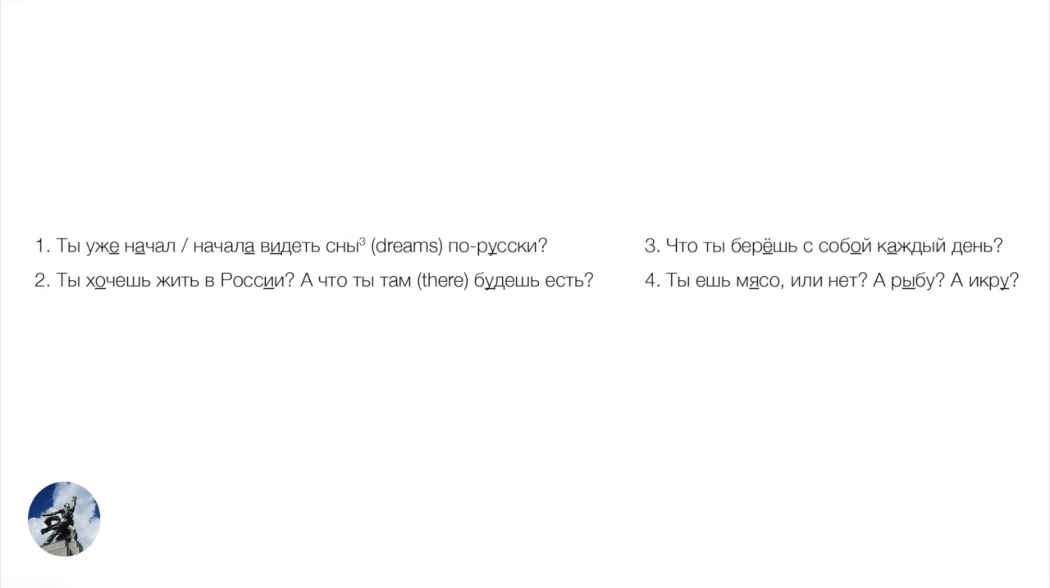Number four, ты ешь мясо или нет? Do you eat meat or not? Okay, I guess the answer to that would be да, я ем мясо, or нет, я не ем. I don't eat meat. Я не ем мясо. Okay, now some follow-up questions. А рыбу? Well, what about fish?